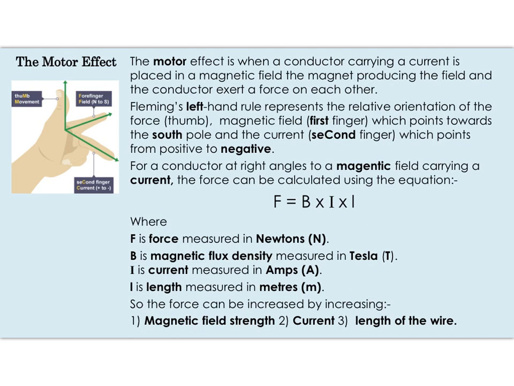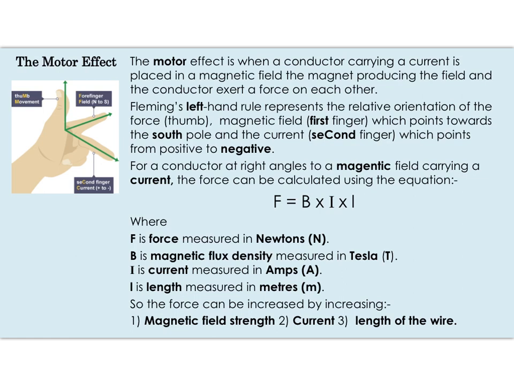Now, if we wanted to calculate the size of the force, we can use an equation. So for a conductor at right angles to a magnetic field, carrying a current, the force can be calculated using the equation F equals B times I L, or F equals Bill, where F is force measured in newtons, B is the magnetic flux density, which is measured in teslas, I is the current, which is measured in amps, and L is the length, which is measured in meters.